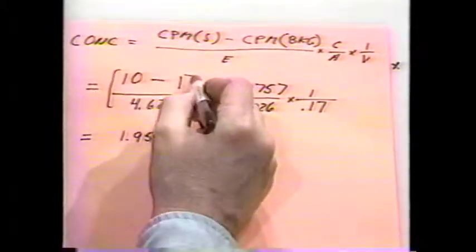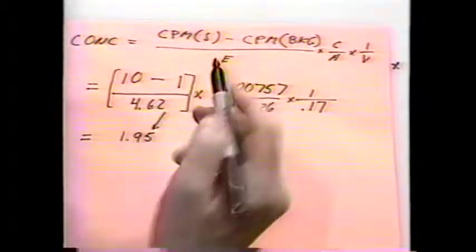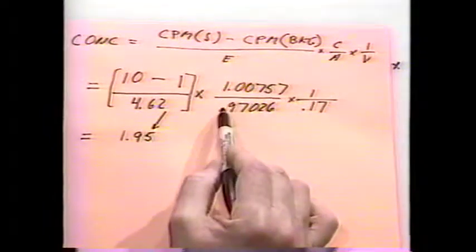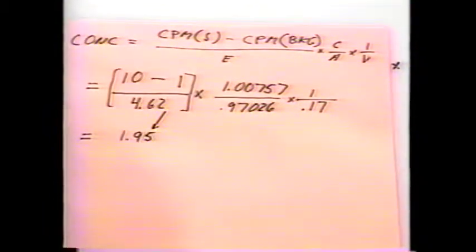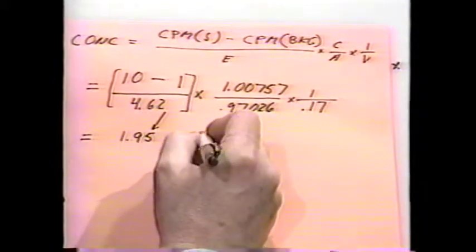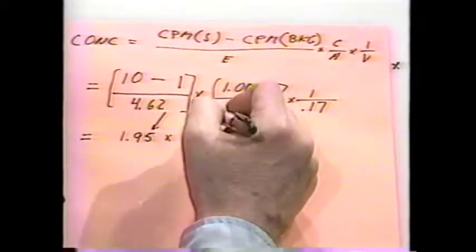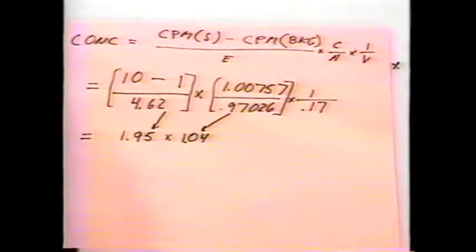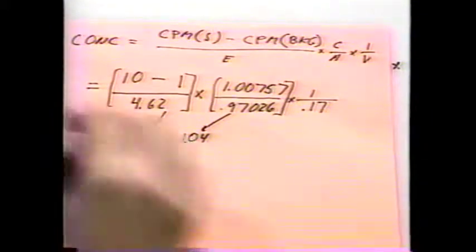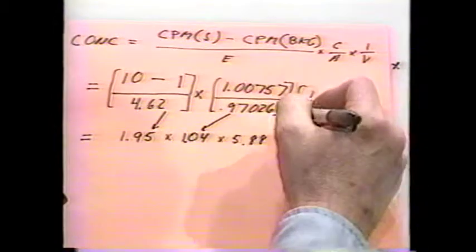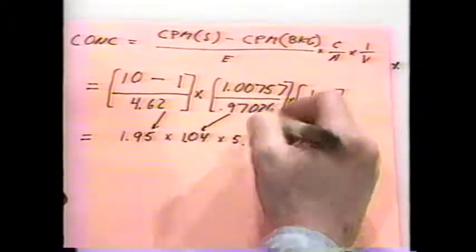So that's everything in here is 1.95. And then I can reduce this fraction, 1.00757 divided by 0.97026 equals 1.04. And so everything in here comes out to be that number. And then 1 over 0.17 is 5.88. And that is, of course, everything in this square brackets.